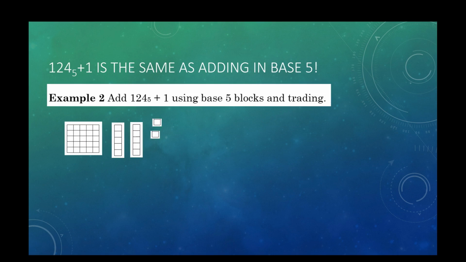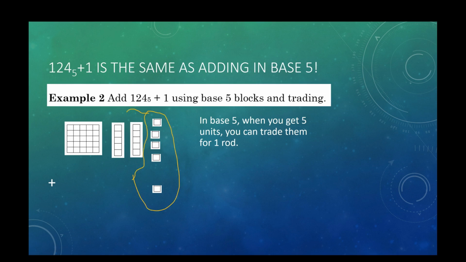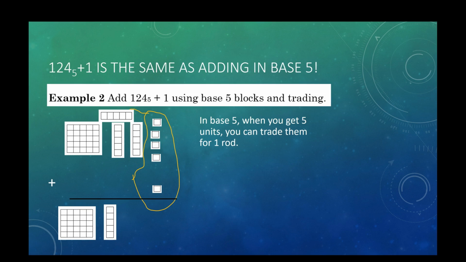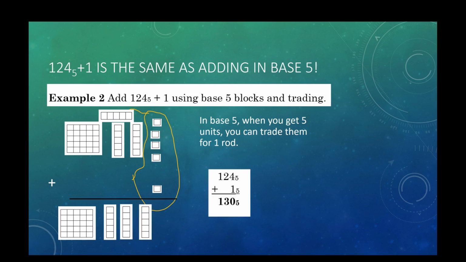So this is the same as adding in base 5. It's like adding 1, 2, 4 plus 1, all using base 5 blocks. So if we look at these base 5 blocks, if you get 5 of these units, you could trade them for 1 rod. So let's see, I do have 5 units altogether. I trade them for a rod. And so now I still have 1 base 5 flat. Now I have 3 rods and no units left, which is the number 130.